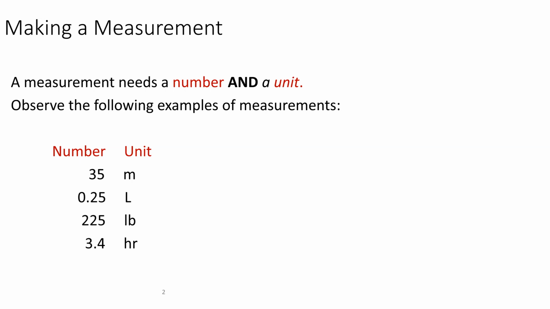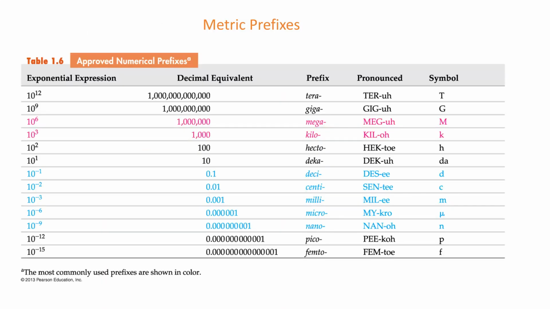So why do you need to know them? Because in science, we use metric prefixes predominantly. You need to be familiar with them. So what are some metric prefixes? The first thing to understand about a prefix is that it's just a sequence of letters that represents a number.